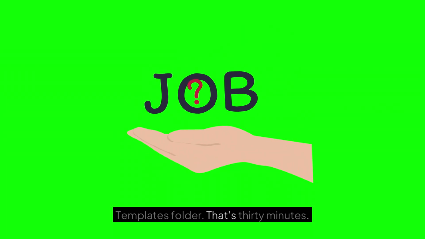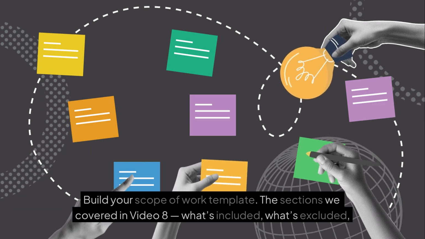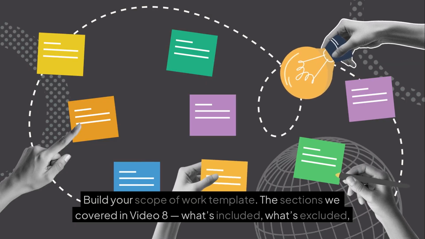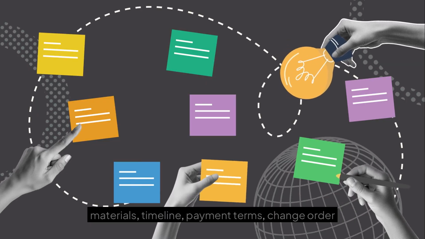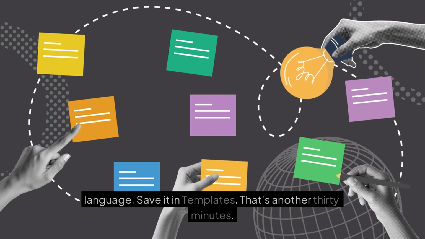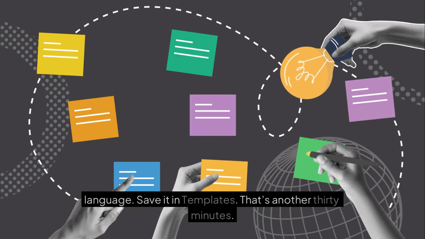That's 30 minutes. Then build your scope of work template. The sections we covered in Video 8. What's included, what's excluded, materials, timeline, payment terms, change order language. Save it in templates. That's another 30 minutes.